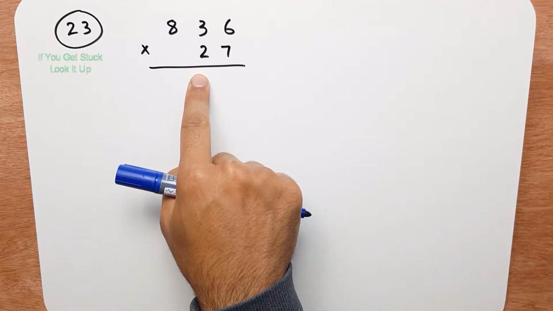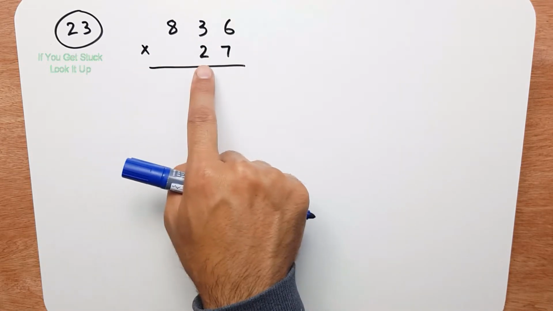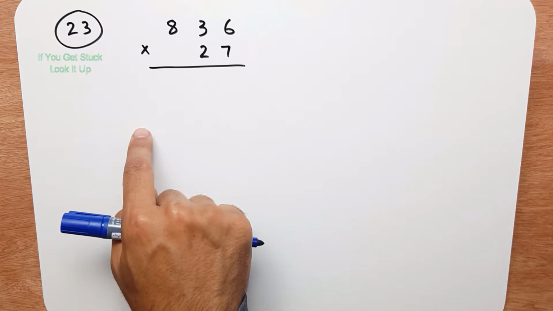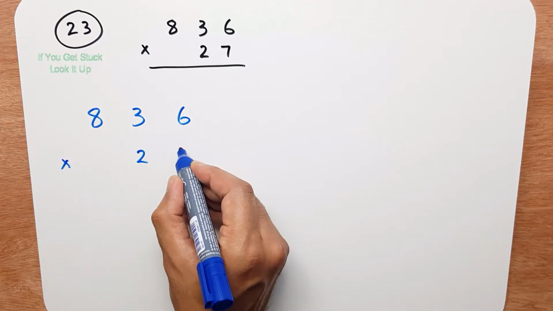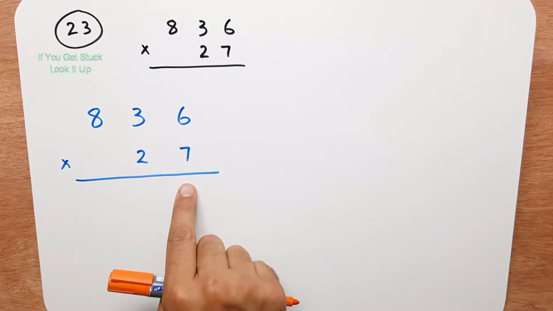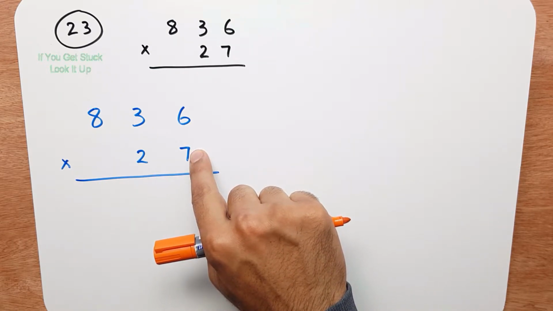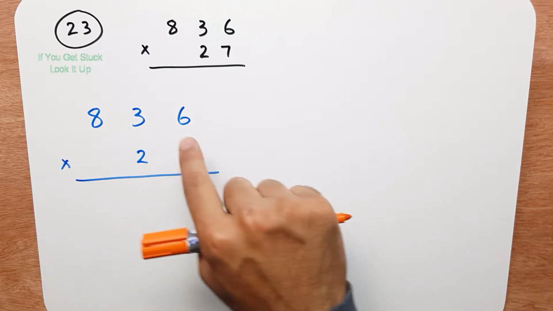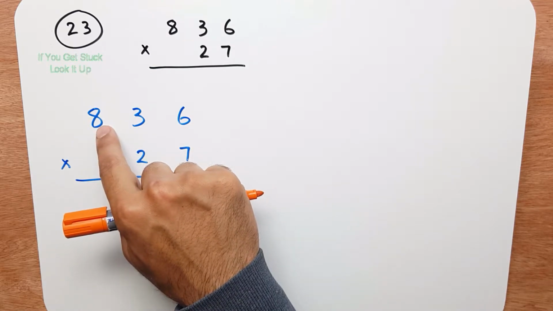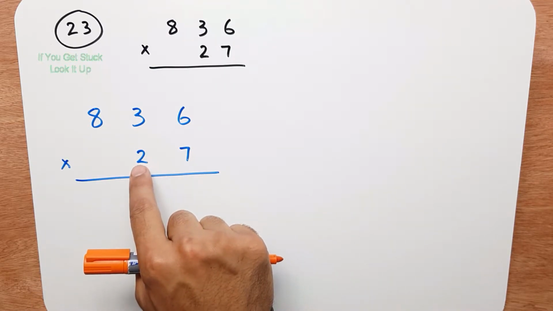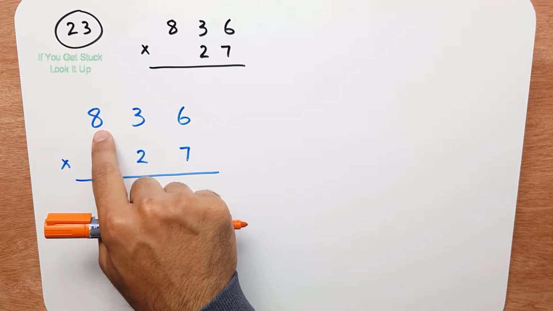In question 23 we're given this calculation, which is 836 times 27. So let me write that here. Now to do column multiplication, we simply take every digit from the bottom number and multiply it by every digit at the top. So I'll do 7 times 6, 7 times 3, 7 times 8. Then I'll move on to the 2 and I'll do 2 times 6, 2 times 3 and 2 times 8.